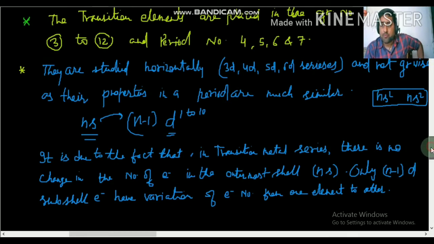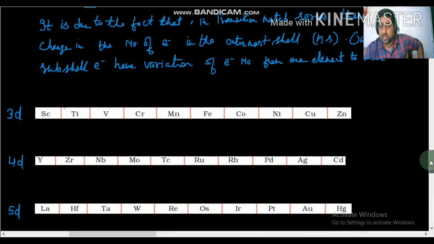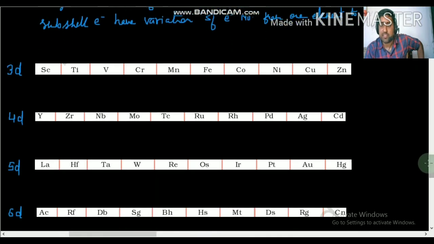Now we see some of the series, 3D, 4D and 5D, the elements included there, and how we can remember them. I'll tell you some desi funda, some rhyme type lines which you can remember, and then you can remember these elements as per their series. So first is the 3D series. Here the elements are scandium, titanium, vanadium, chromium, manganese, iron, cobalt, nickel, copper and zinc.